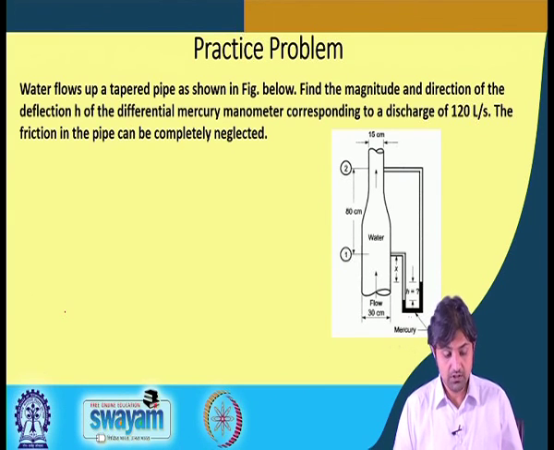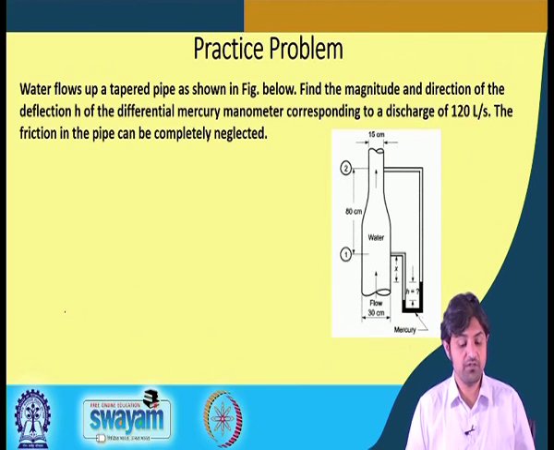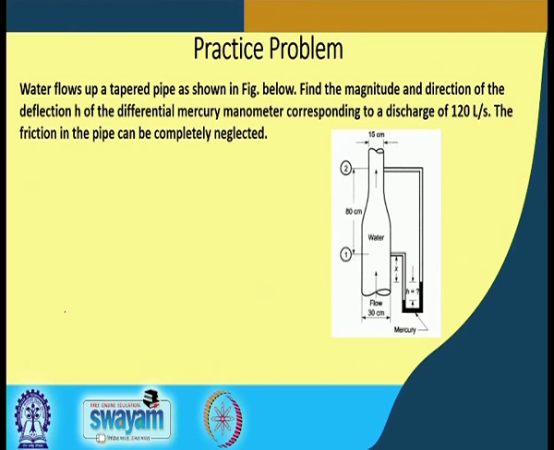So this is a question: water flows up a tapered pipe as shown in the figure below. Find the magnitude and direction of the deflection H of the differential mercury manometer corresponding to a discharge of 120 liters per second. The friction in the pipe can be completely neglected. I think we should stop the class for today now and resume our next class by solving this practice problem. Thank you so much. See you next class.